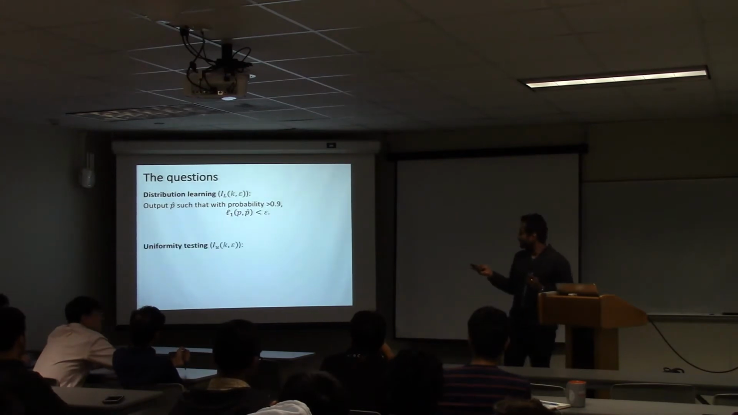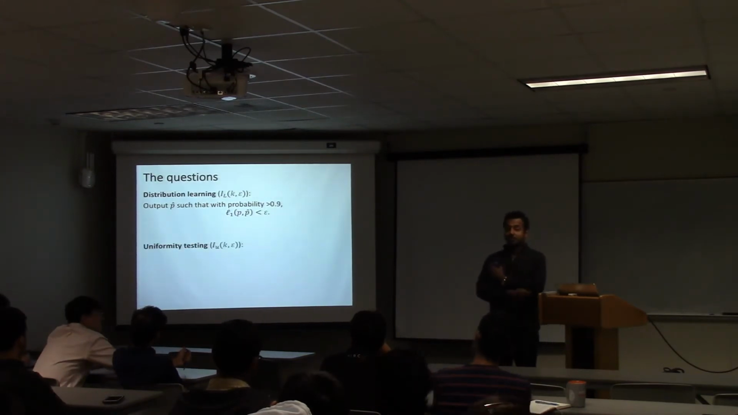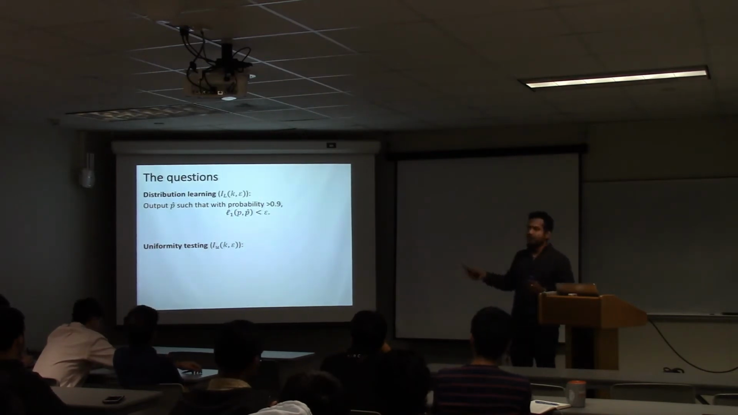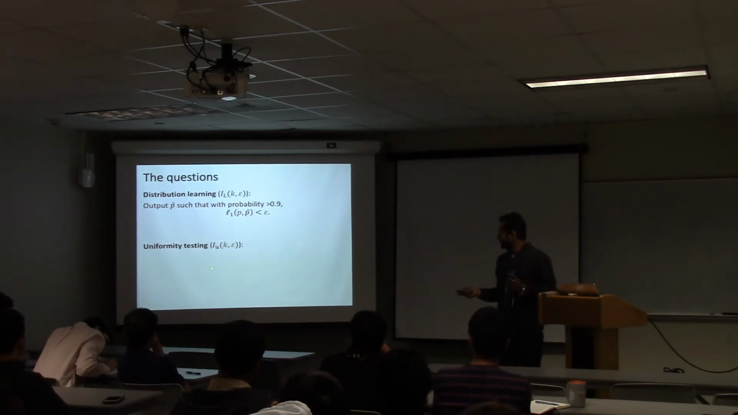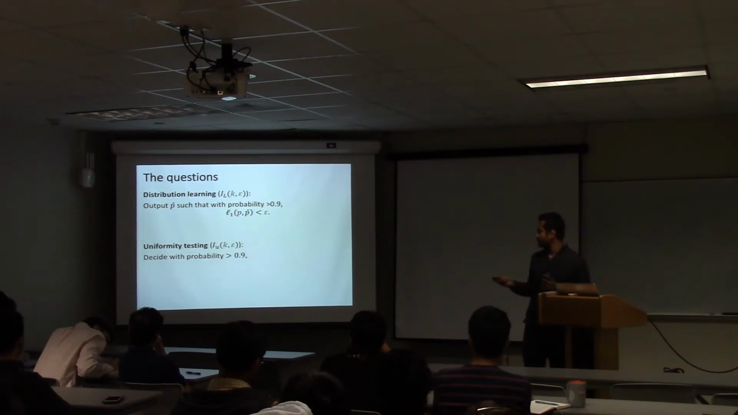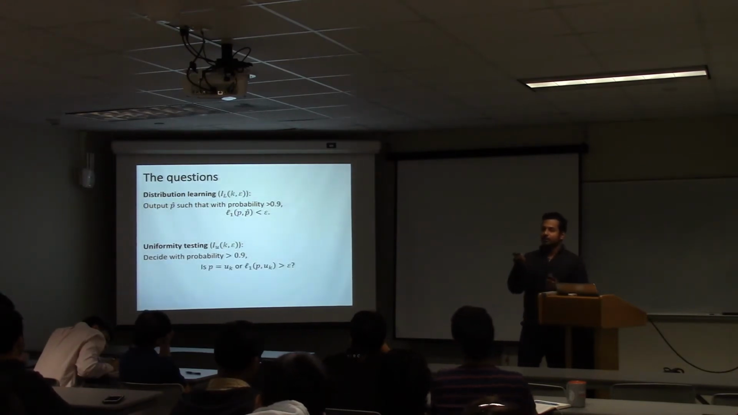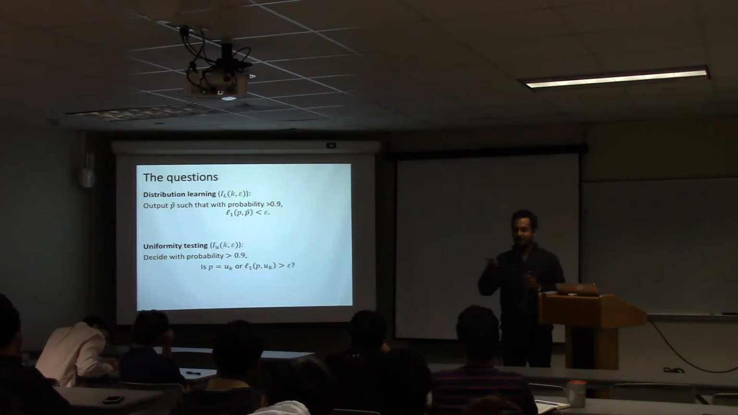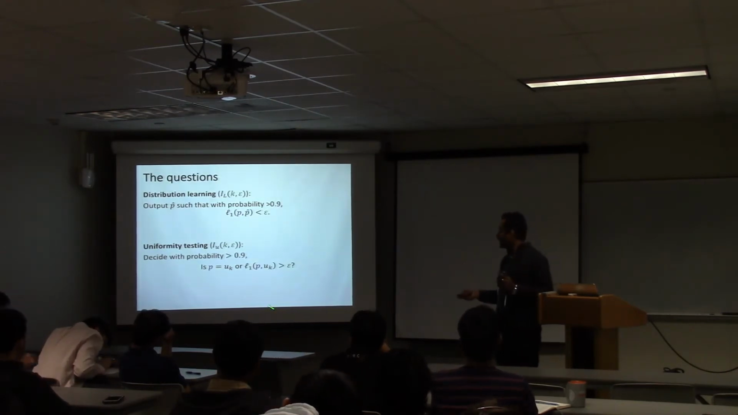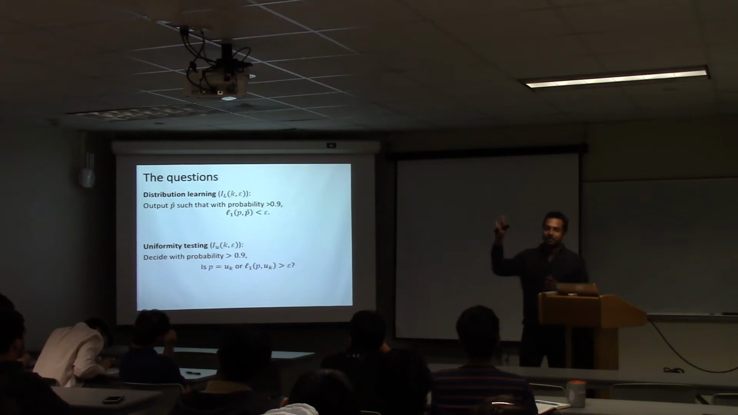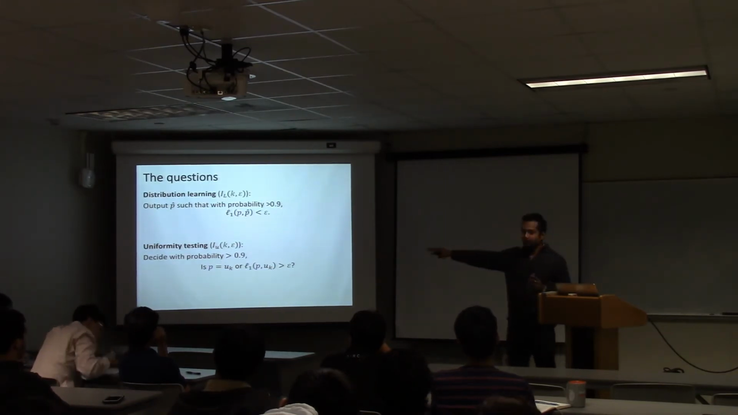The other inference task that we'll look at is called uniformity testing, or you can also call it a hypothesis testing problem. We are again given draws from this distribution, and we have to decide: is P equal to the uniform distribution over k elements, or is it a distribution at L1 distance at least epsilon away from uniform? So it's a clearly defined problem.